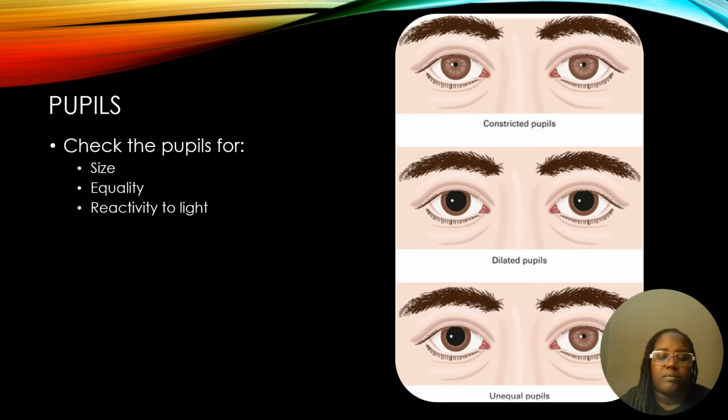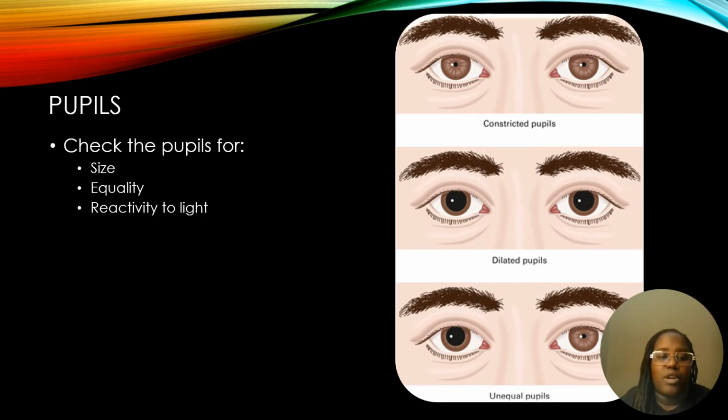Next, we're going to be looking for equality. We want to make sure that the eyes are equal. As you can see in the last picture, that patient's eyes are not equal. One is dilated, and then the other one is constricted. So for this patient, we know that they may have some type of a brain injury.